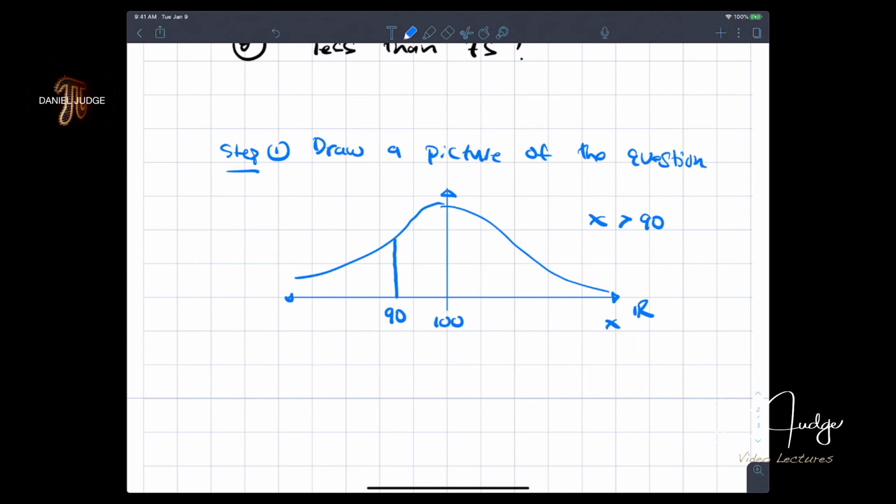Because smaller numbers live to the left. Larger numbers live to the right. And then you say, but they want to know more than 90, right? This is X bigger than 90. Which numbers are bigger than 90? Numbers to the right of 90 are bigger. So what I want you guys to do with this picture is shade, ladies and gentlemen, the portion of the bell that corresponds to the x values being bigger than 90. Those values are to the right of 90.